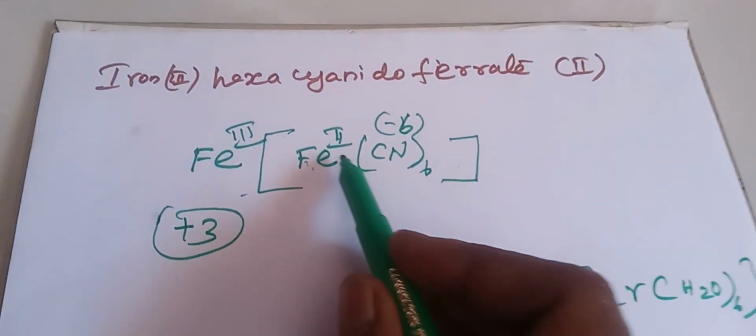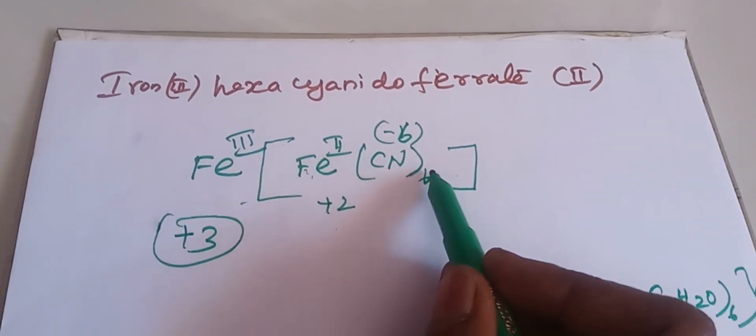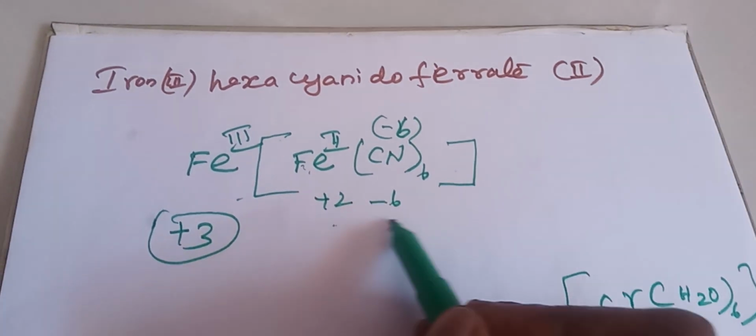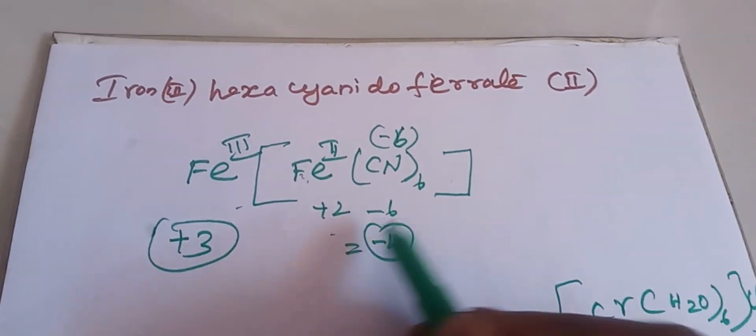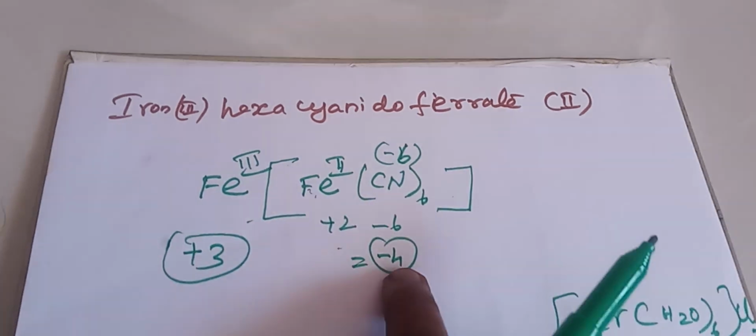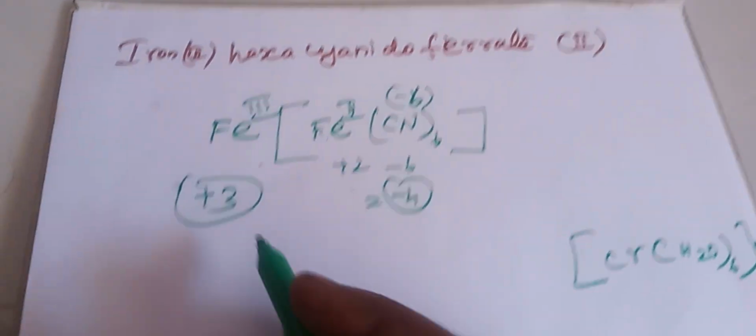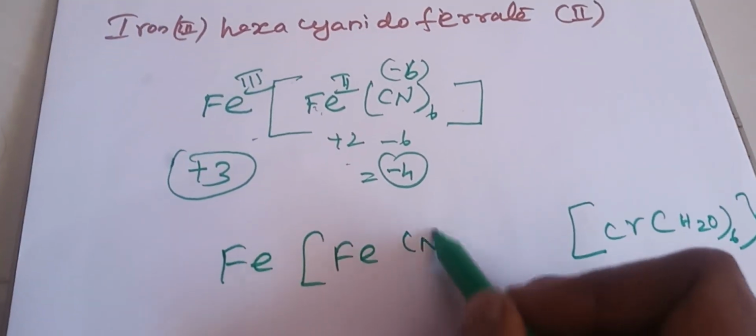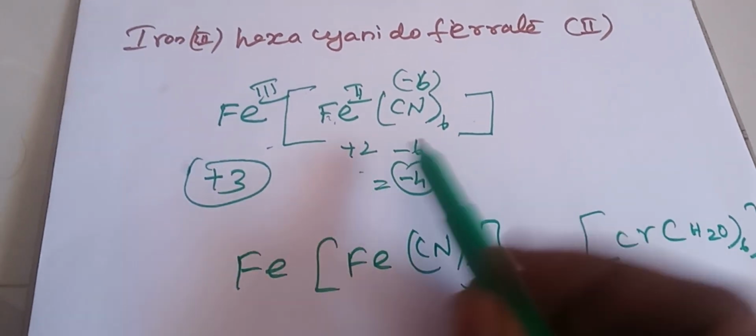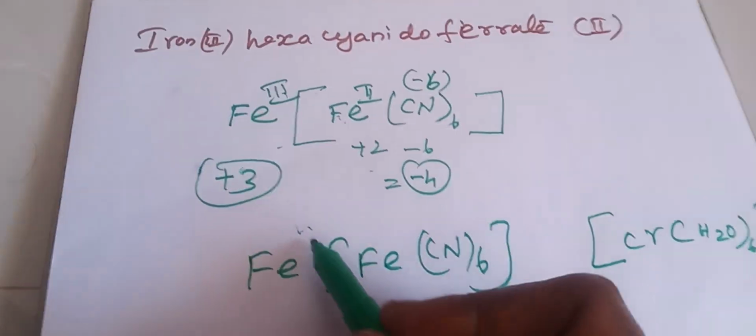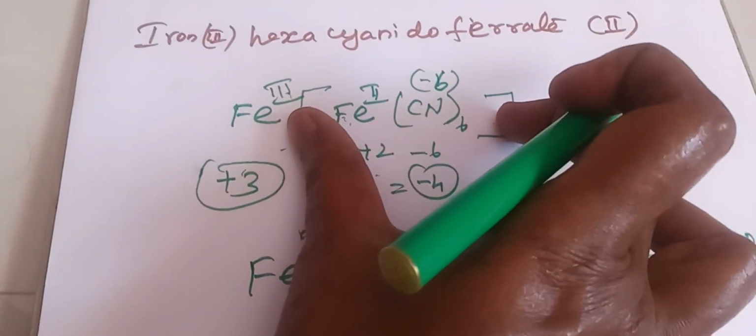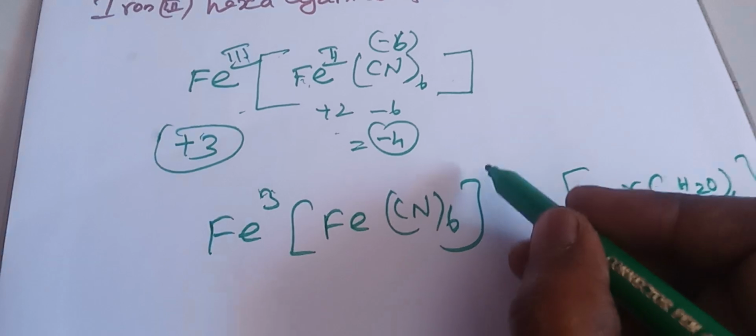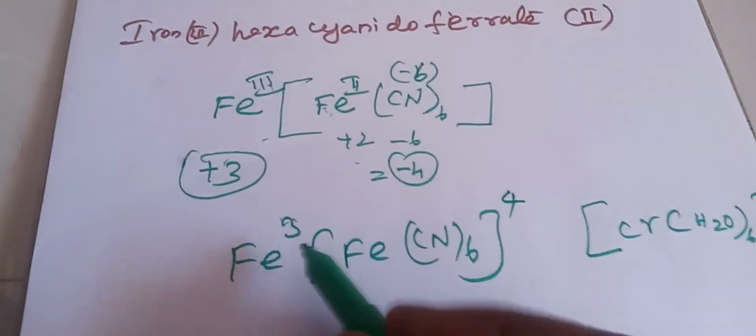Then what about this case here? It is +2, here it is -6. So when you combine, you will get -4. So here +3 is there, and here -4 is there. So how to write the formula? For this ion it is 3. For this overall coordination sphere it is 4. You don't want the charge, only the number.